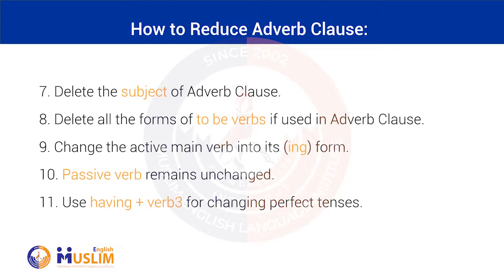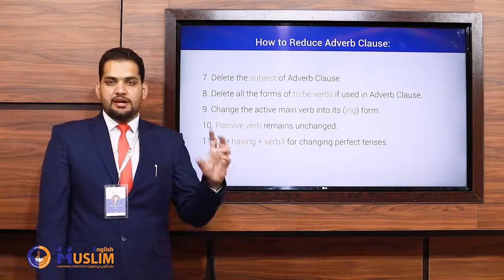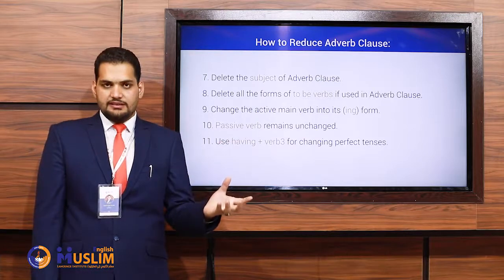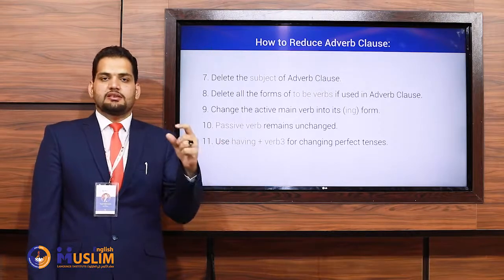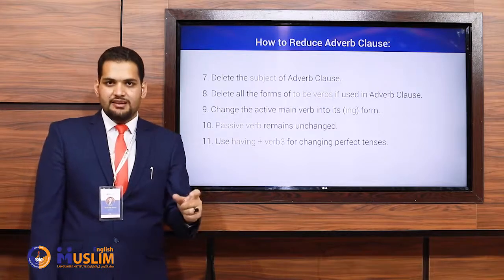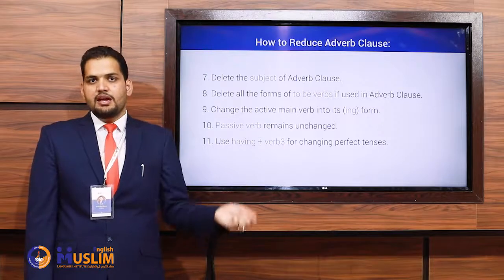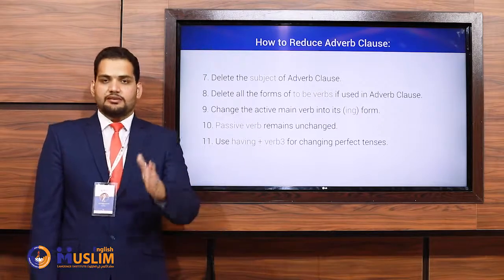11. Use having plus verb 3 for changing perfect tenses. If there is a perfect tense, you all know that we have to have verb plus verb 3 in a perfect tense. You just need to change the to have verb into ing form, and that is having plus verb 3. Verb 3 will be the same both in adjective clause, in the adverb clause, and in the adverb phrase.